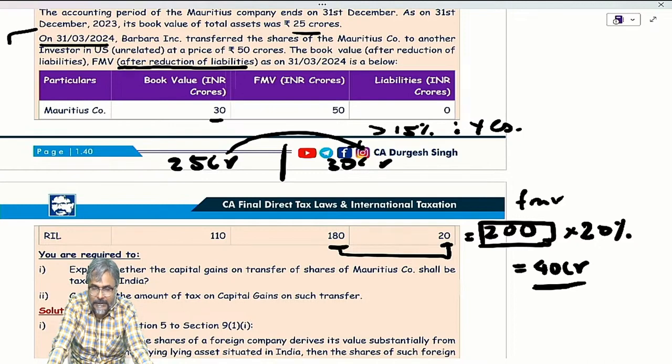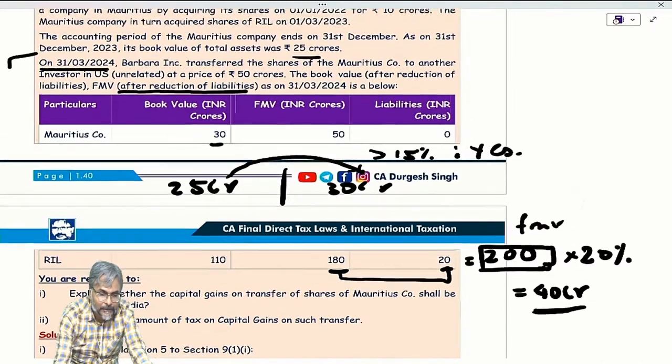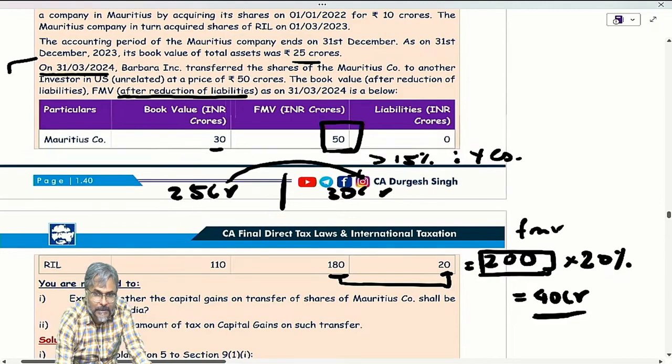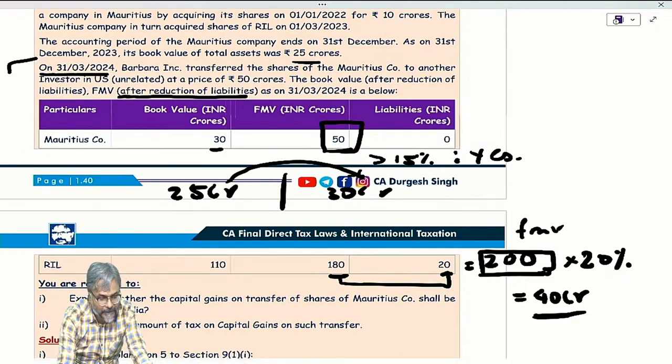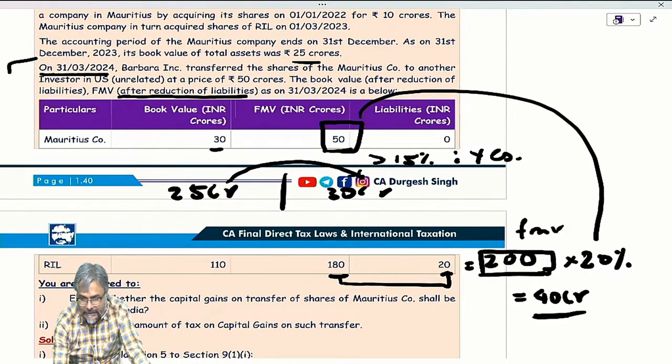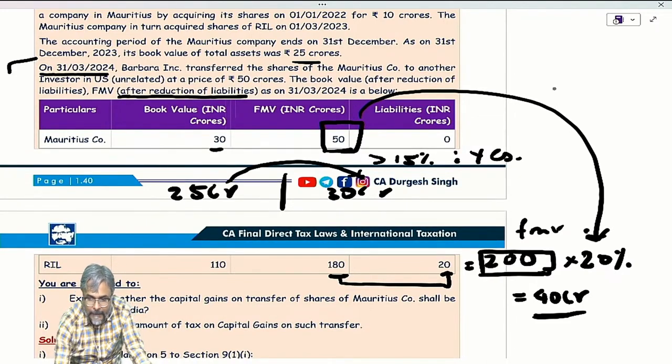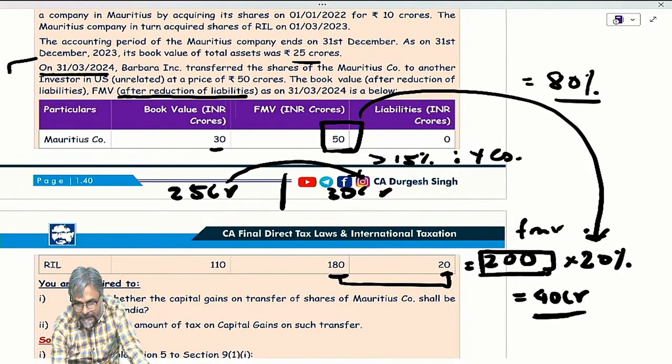Is the fair market value of the investment in the Indian asset at least 50% of the total fair market value of all the assets of the Mauritius company? And the answer is yes. How do you say so? How much is the total fair market value of all the assets of the Mauritius company? 50 crores. Out of this 50 crores, the contribution by the Indian asset is how much? 40 crores. So therefore, in this case, the percentage is 80%.